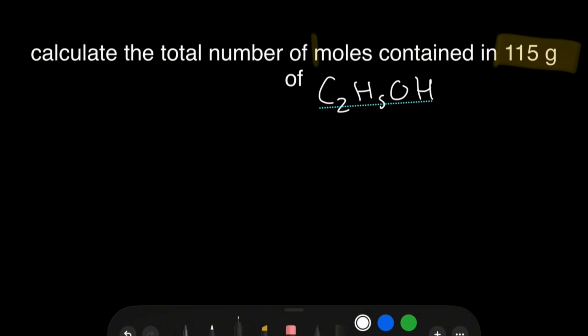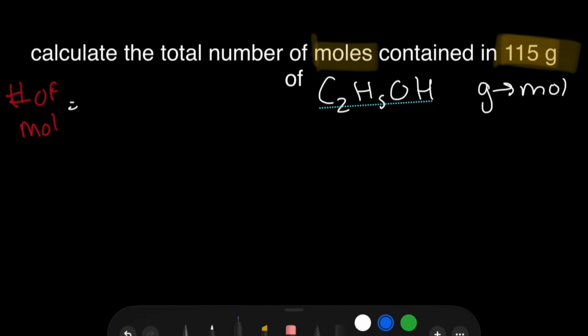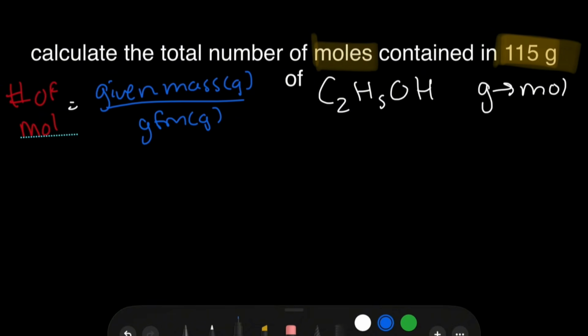So in this next problem, it's asking us to calculate the total number of moles contained in 115 grams of C2H5OH. So our first step is to identify what we're converting to. So it's asking us to find the number of moles given how many grams we have. So our conversion factor is grams to moles. And we can do that because we know that the number of moles is equal to our given mass in grams over our GFM in grams.